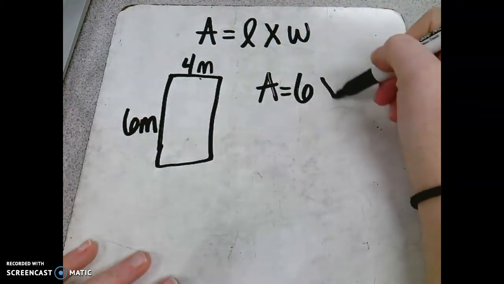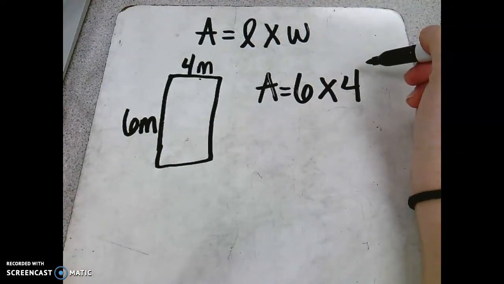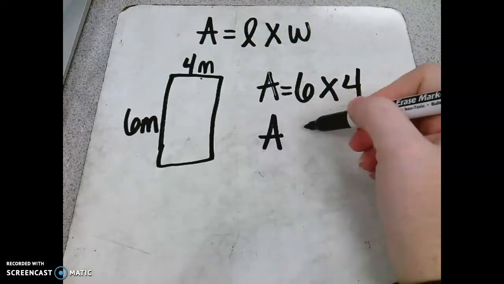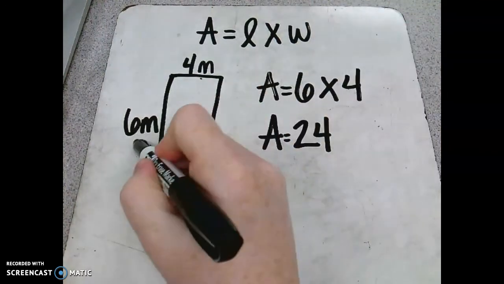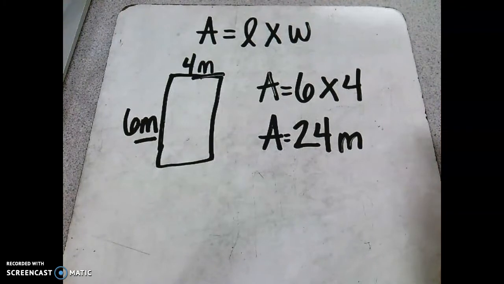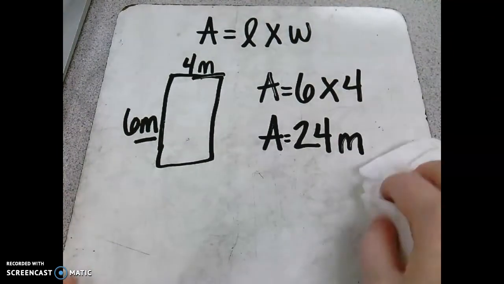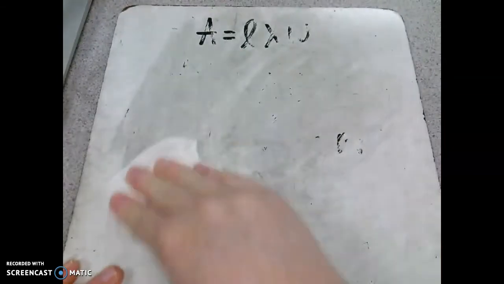Length 6 times 4. What is 6 times 4? You are correct. It is 24. And let's not forget we need to put what it's measured in, which is meters for this one. That one was kind of easier. We didn't have big numbers to multiply by. Some of them will be like that. Others will be big numbers you need to multiply by.